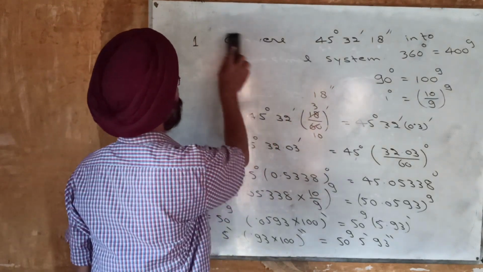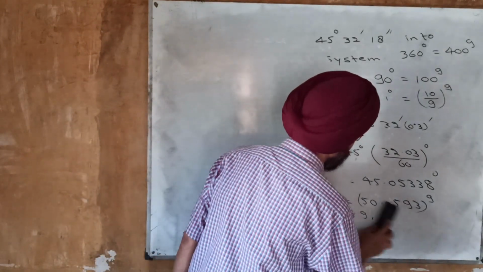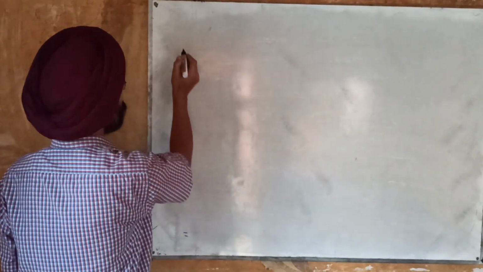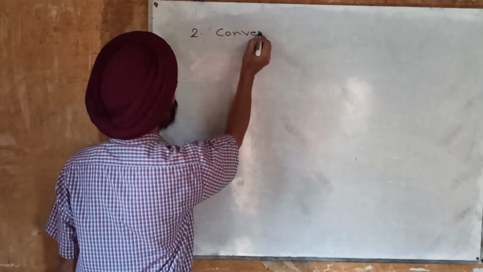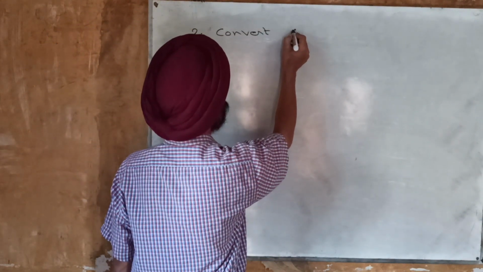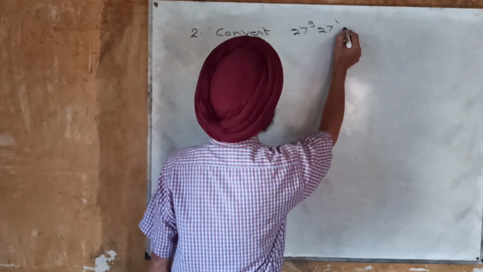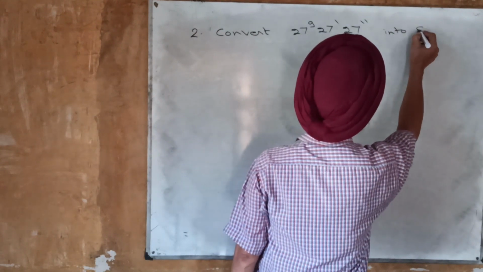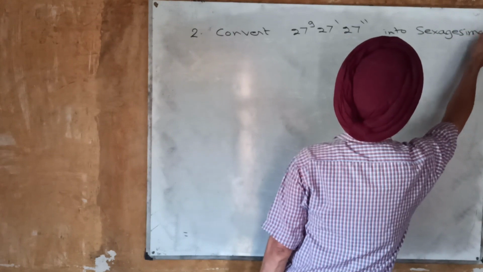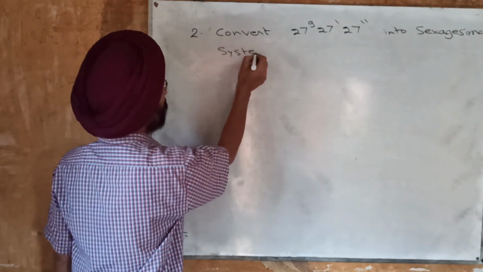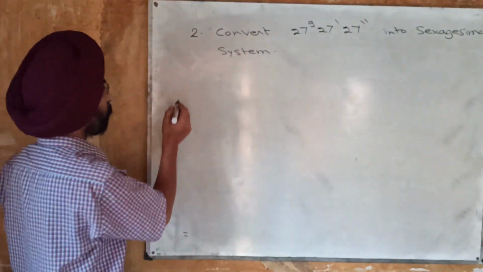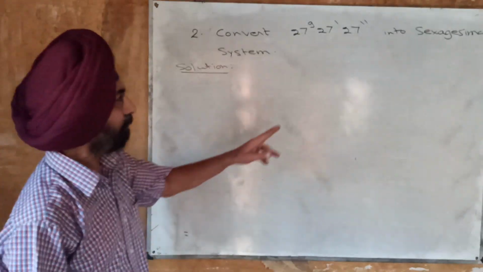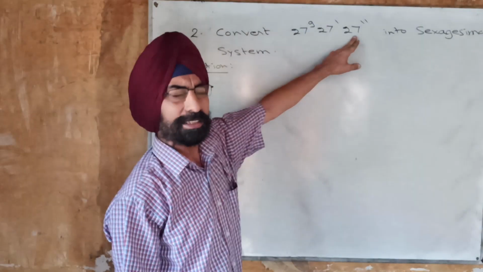Now we will have one question in the reverse way. That means we will convert some angle given in the centesimal system into the sexagesimal system. So the second question of today: convert, I'm taking any angle, suppose it is 27 gradients, 27 minutes, 27 seconds in the centesimal system, convert this angle into the sexagesimal system. So now the question is reverse. We have to find the sexagesimal system, and we are given the angle in the centesimal system. So solution: once again, the line of action will be similar. These seconds will be converted into centesimal minutes and will be added here.